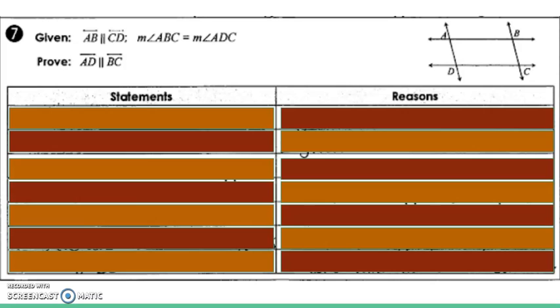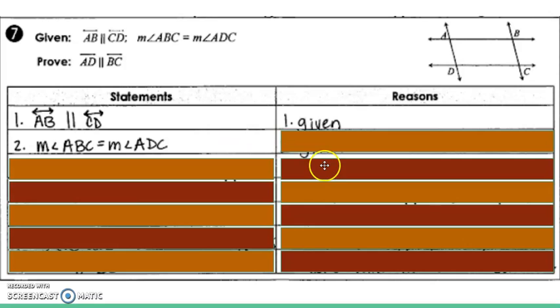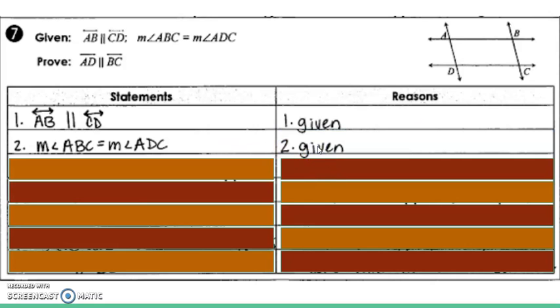For our last example, we're going to look at number 7. So we were given that AB is parallel to CD, so that's going to be our first statement, and our reason is that it was given. And then they also told us that the measure of angle ABC is equal to the measure of ADC. So ADC is this angle down here, it's where D is, and ABC is this angle up here where B is. Remember that middle letter is the angle that I'm talking about.